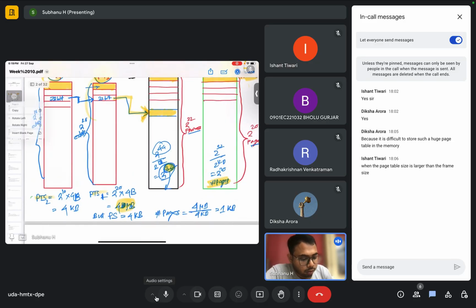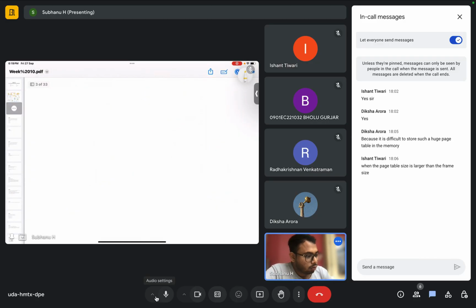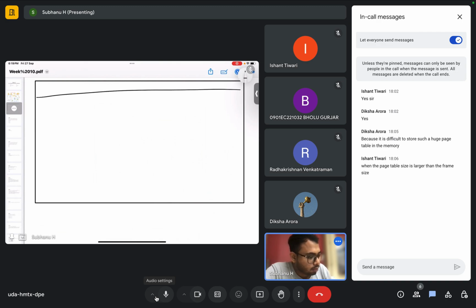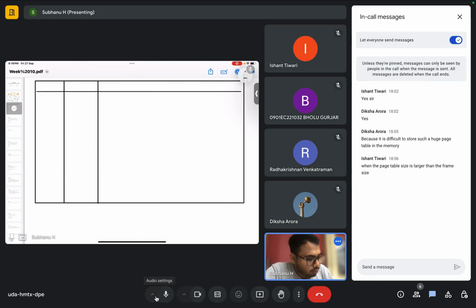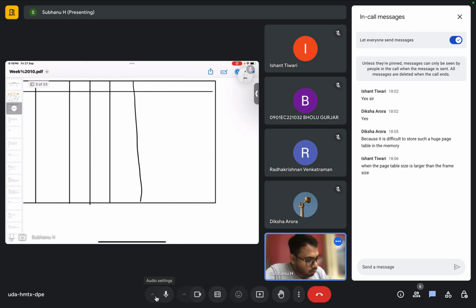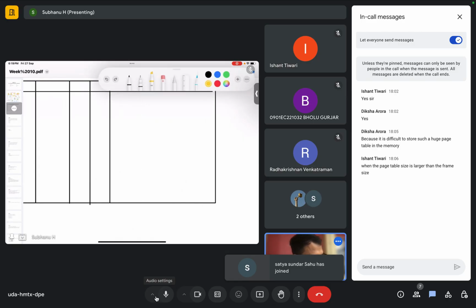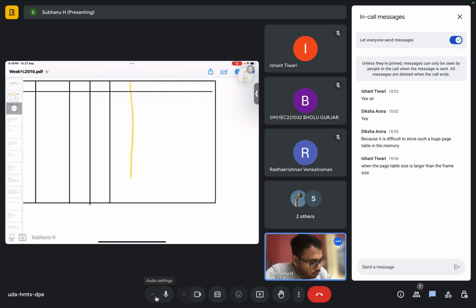Now here we have 2 to the power 44 divided by 2 to the power 12, that is equal to 2 to the power 32. This is the number of bits required to identify. We have 2 to the power 44, divided by 2 to the power 12, so we got 32 here. This number represents the number of bits required to identify each page.